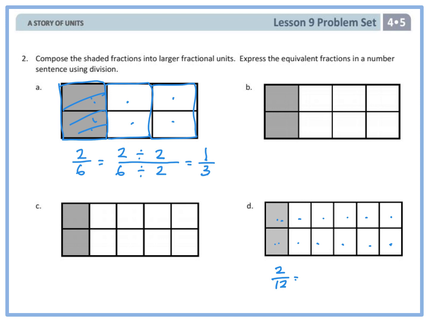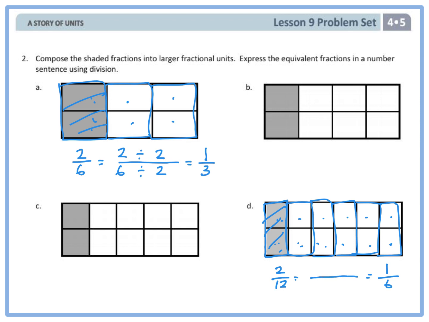Now I'm going to compose those into larger fractions. I'm composing because I'm making them bigger, decompose if I'm making them smaller. So because I have 2 shaded, I'm going to turn everything into 2 shaded. So I went from 12 groups or units to 1, 2, 3, 4, 5, 6. So at the end, I've got 6 units. Of those 6 units, 1 is shaded. So I went to 1/6.